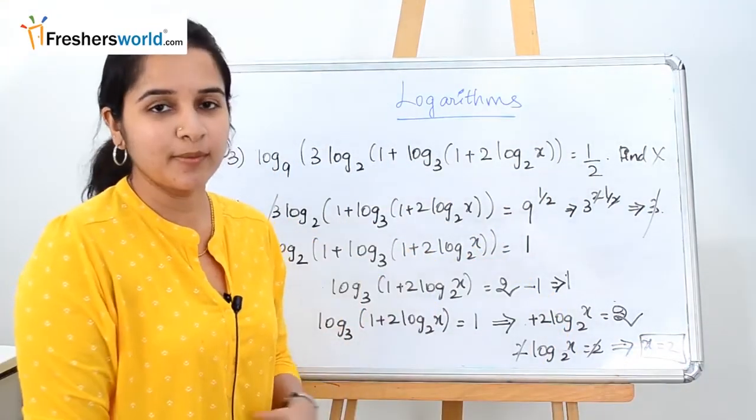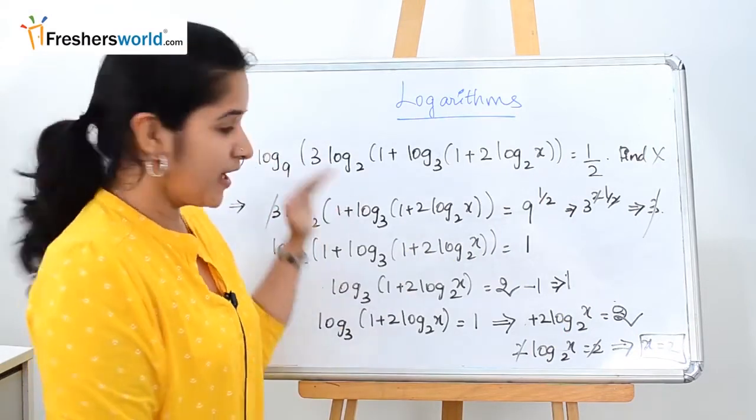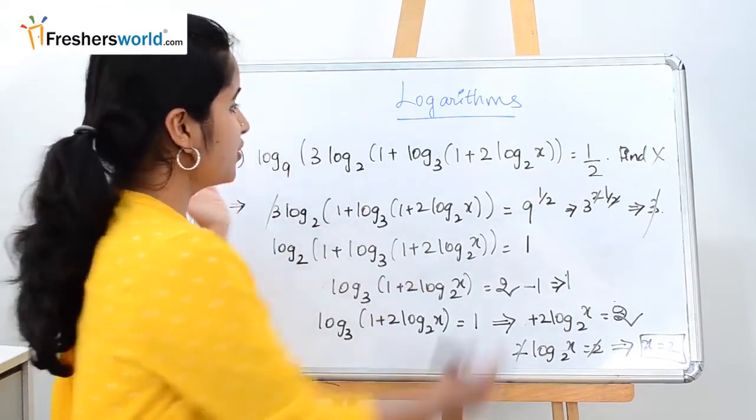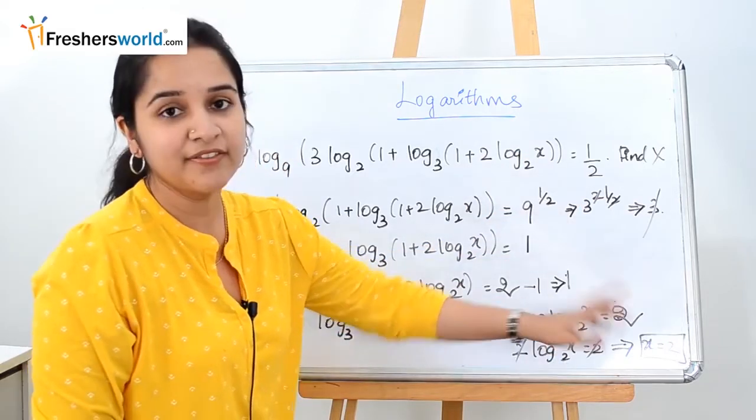In these kinds of problems, there are no shortcuts. All you have to do is go step by step and solve it slowly so that you can reduce this huge equation into a very small equation which can help you find the value of x.